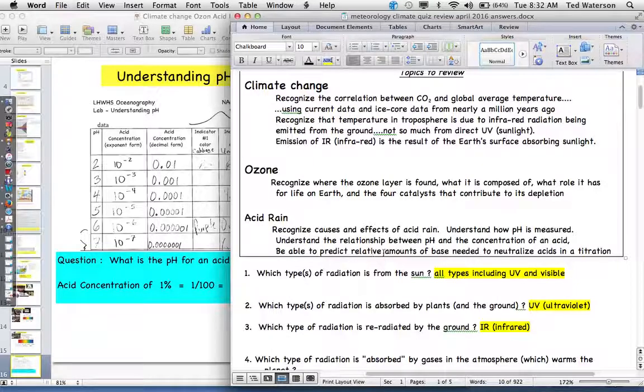And then once again, be able to predict relative amounts of base needed to neutralize acids in a titration. In other words, if it takes a lot of base, it's a strong acid. If it takes a little bit of base to neutralize it, it's a weaker acid.